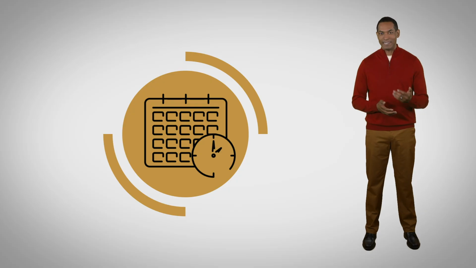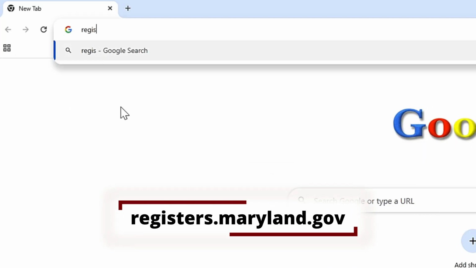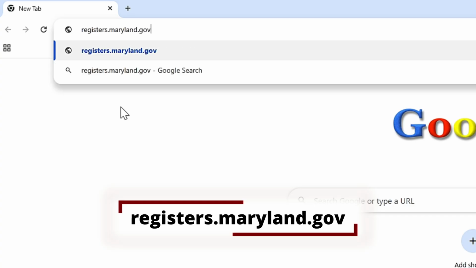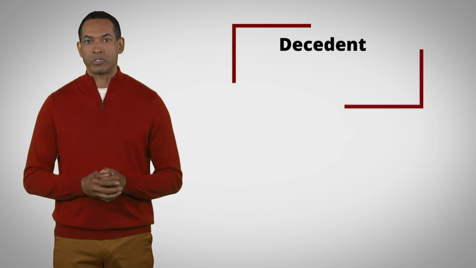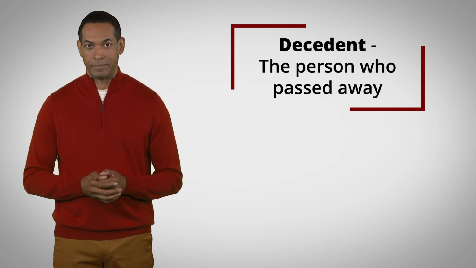When you were appointed as personal representative, the Register shared a packet of information and sample forms with you. Refer to that packet for filing dates and deadlines. If you have questions, visit the Register of Wills website at registers.maryland.gov or talk to a lawyer. Just a quick note, we'll refer to the person who passed away as the decedent.